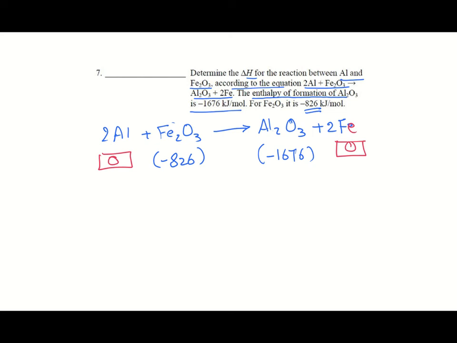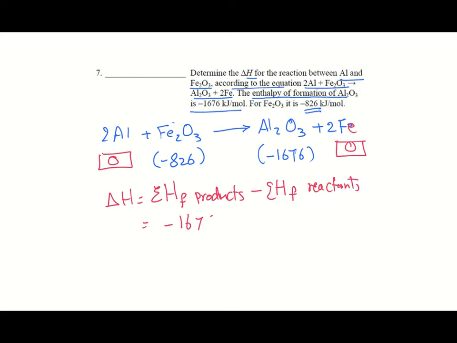So delta H equals the sum of enthalpy of formation of products minus the sum of enthalpy of formation of reactants, equals minus 1676 minus minus 826, equals minus 1676 plus 826, and you will get the final answer. You will get it in a negative value. This means that this reaction is an exothermic reaction.